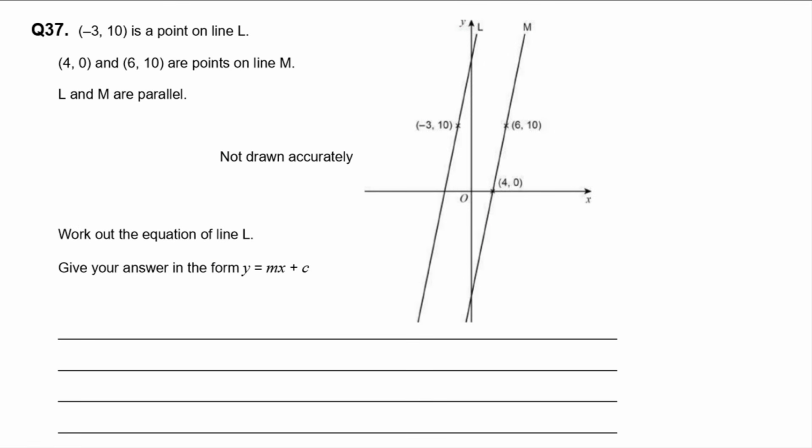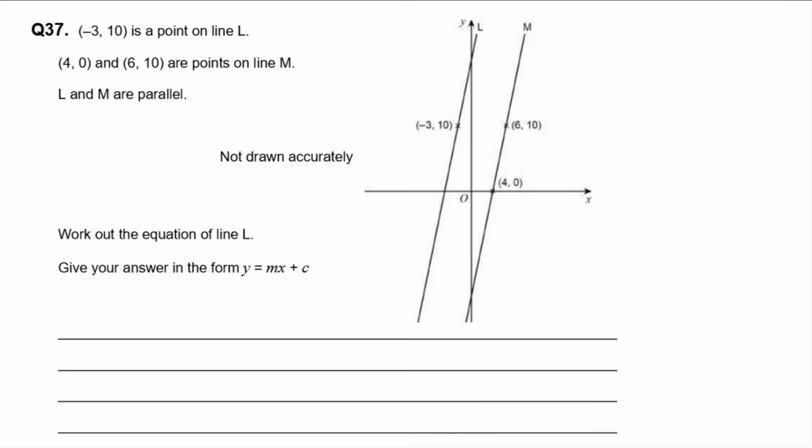Question 37. Minus 3, 10 is a point on the line L. 4, 0 and 6, 10 are points on the line M. L and M are parallel. Work out the equation of line L. Give your answer in the form y equals mx plus c.